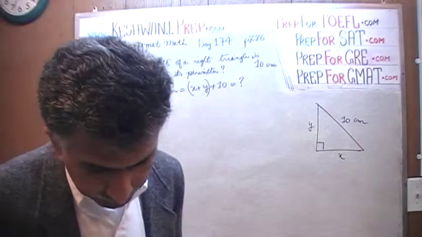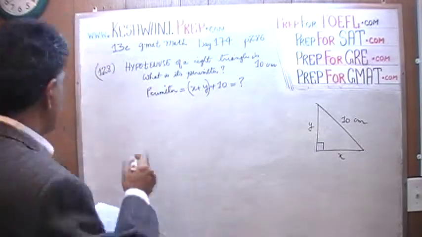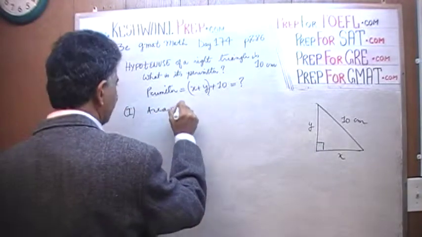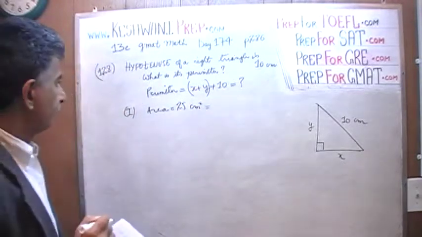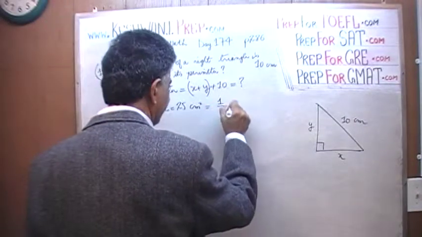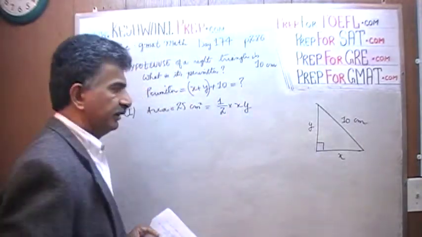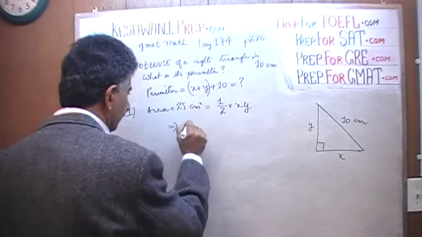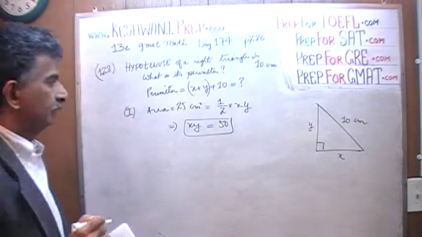Number 128. They tell you that the area of the triangle is 25 square centimeters. All right. The area is 25 square centimeters, or centimeters squared. How do we find the area of a triangle? Area of a triangle is 1/2 base, which is x, times height. 1/2 base times height, and that we are told is 25. That implies that x times y must be 50.